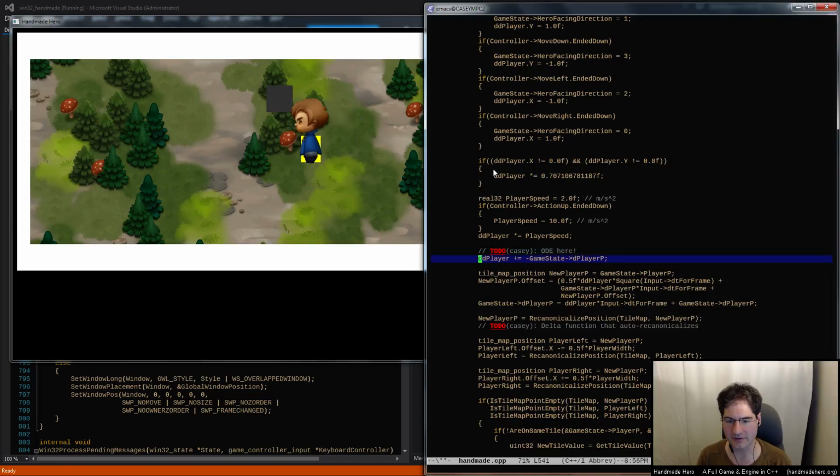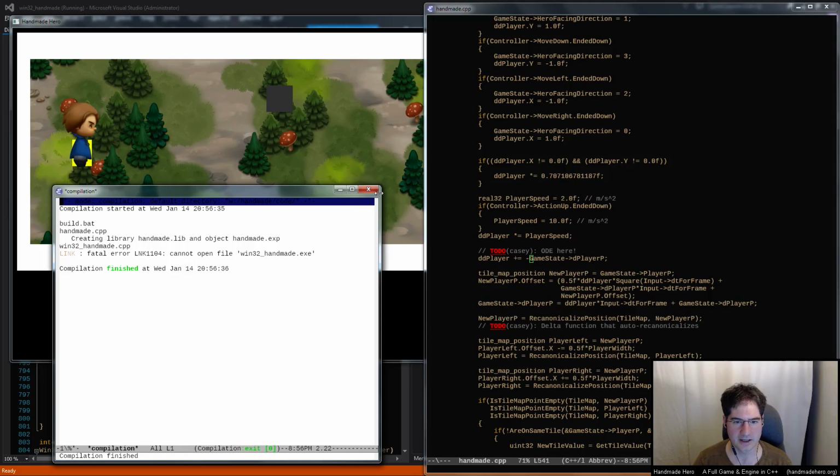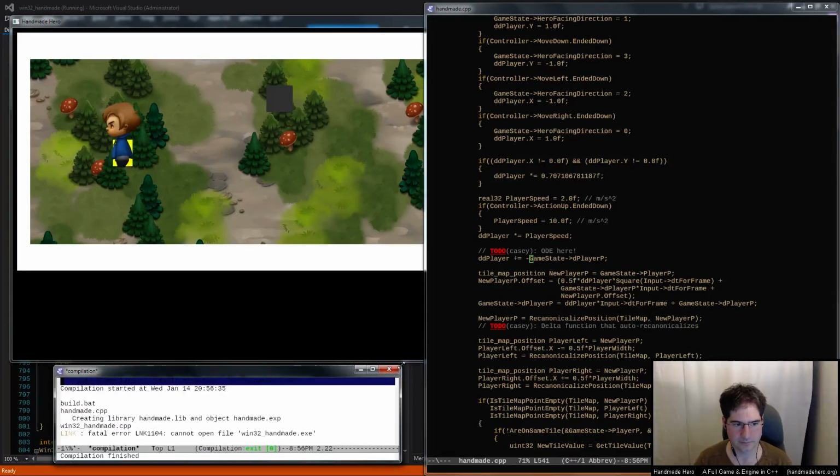So you remember, this is our acceleration. So I'm just adding in an acceleration that's in the opposite direction of the direction he's moving. I'm going to save that, and we'll go ahead and compile that. I don't know why it decided to open that window. That's probably the least useful thing it could have done.